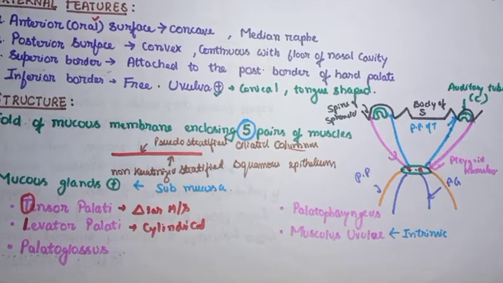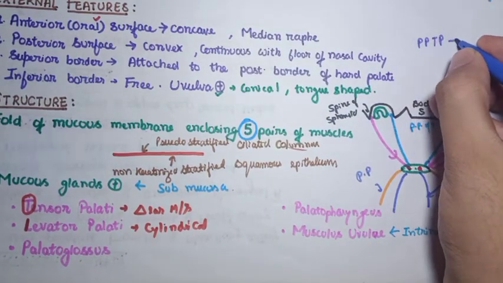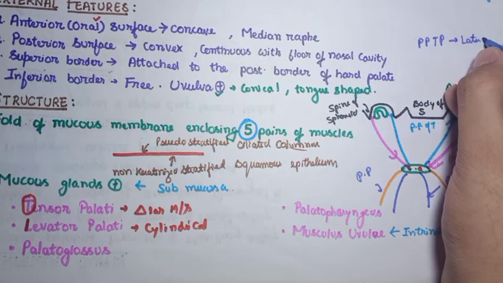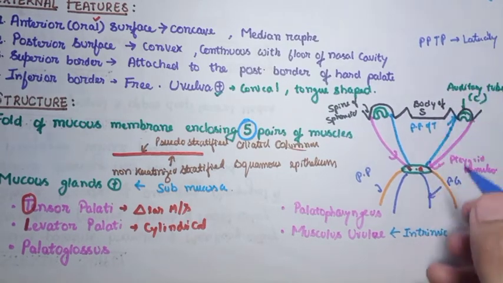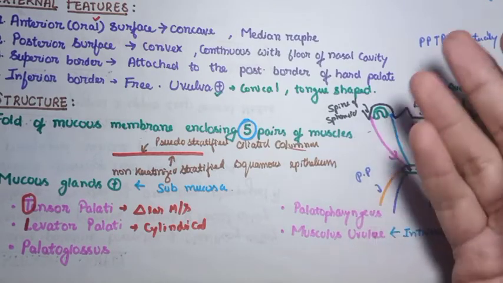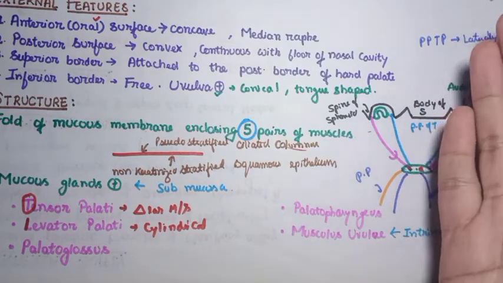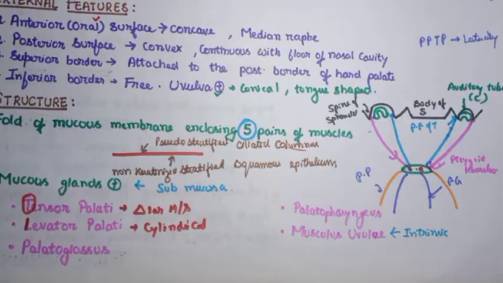soft palate. So you can remember by this, PPTP is situated laterally: palatopharyngeus and the muscle tensor palati are situated laterally. So you only have to remember these 2, the other 2 can automatically be derived. Now let's talk about the arterial supply.